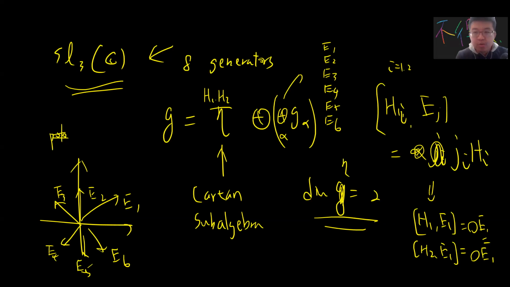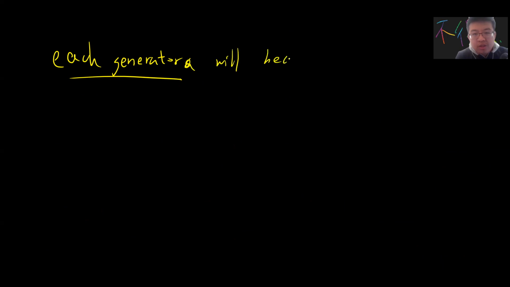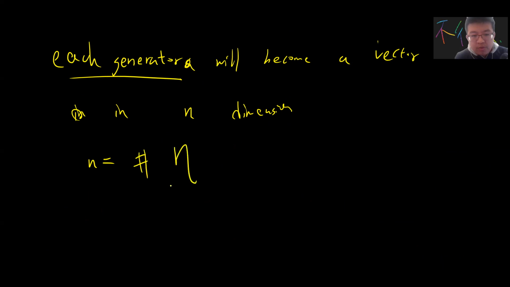So that means given any Lie group, you can decompose. You can first get the so-called maximum Cartan subalgebra, and every generator becomes part of the Cartan subalgebra. This is called roots. So this is just very sketchy. Each generator will become a finite dimensional vector, in n dimensions. This n is the number of generators of this Cartan subalgebra, so usually people call it rank G.